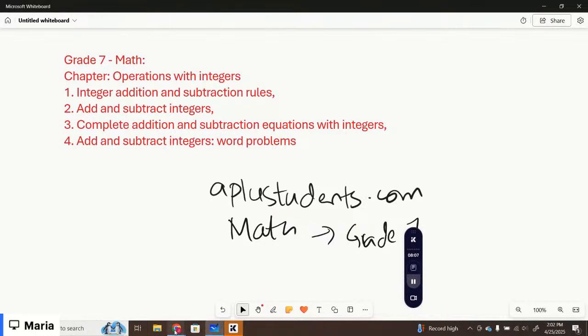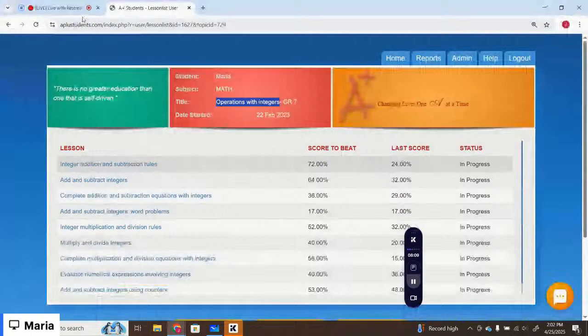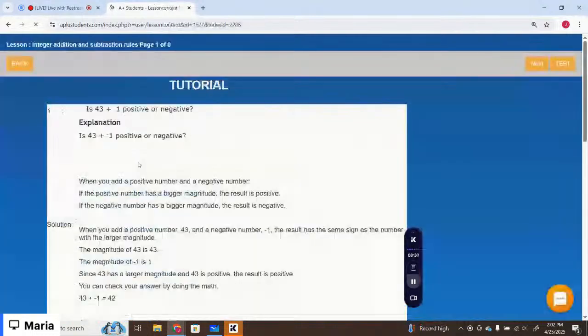Let me try to edit the name. Grade 7 math, the chapter we are on right now is operations with integers. Let's just start with the first lesson, that is integer addition and subtraction rules. That is grade 7 math, but the session name is grade 8 math. That's a mistake. I will fix the name in a while, okay.